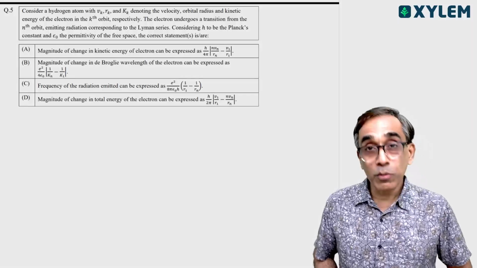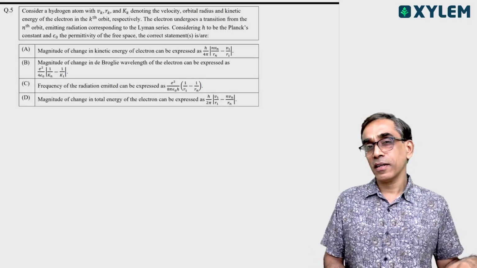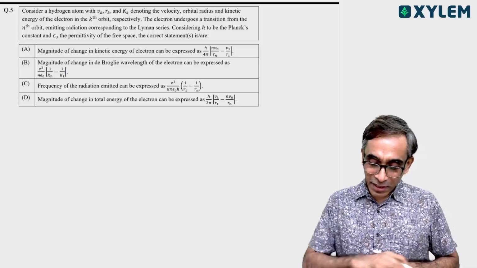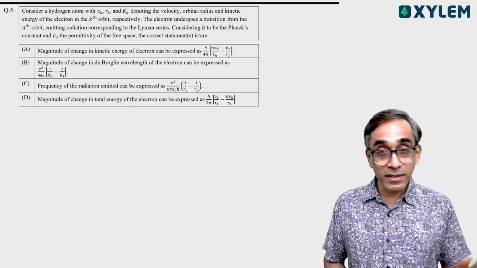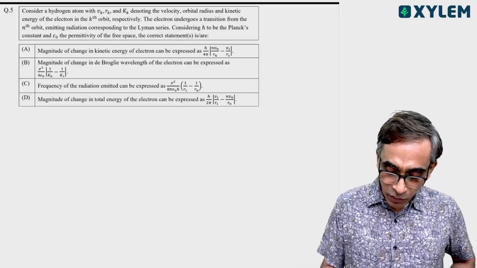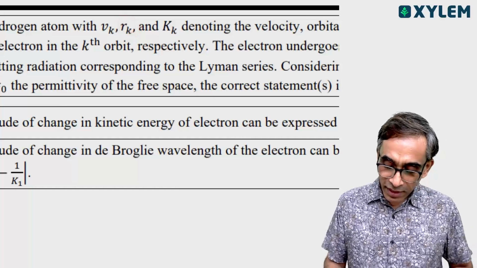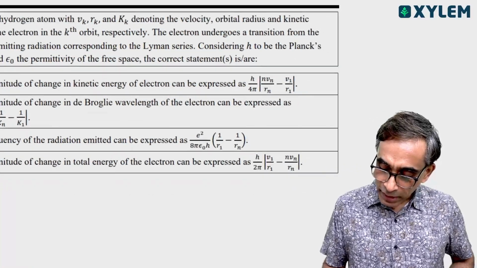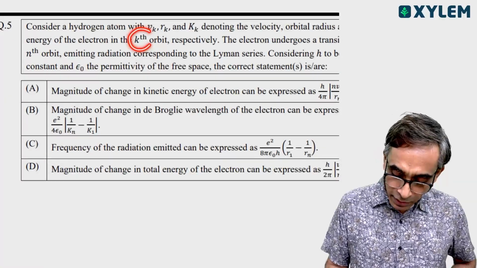This question is about modern physics, and in modern physics, basically the equations are tough to memorize. And see here, they are actually playing with the equations. Consider a hydrogen atom with Vk, Rk, and Kk denoting velocity, orbital radius, and kinetic energy of the electron in the kth orbit.